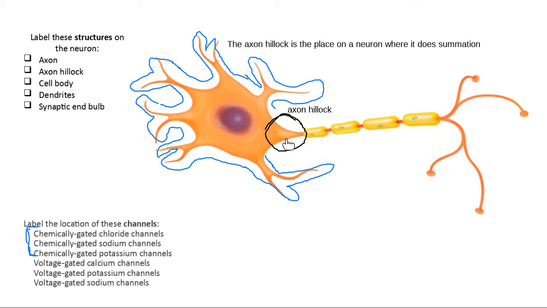I'm doing summation. I'm adding together all of the messages that I got here, all of my little positives and my little negatives. I'm adding them together right here at the Axon Hillock. If I get to -55 at the Axon Hillock, when I add everything together, I'm going to be able to depolarize my membrane. I'm going to be able to make my membrane positive.